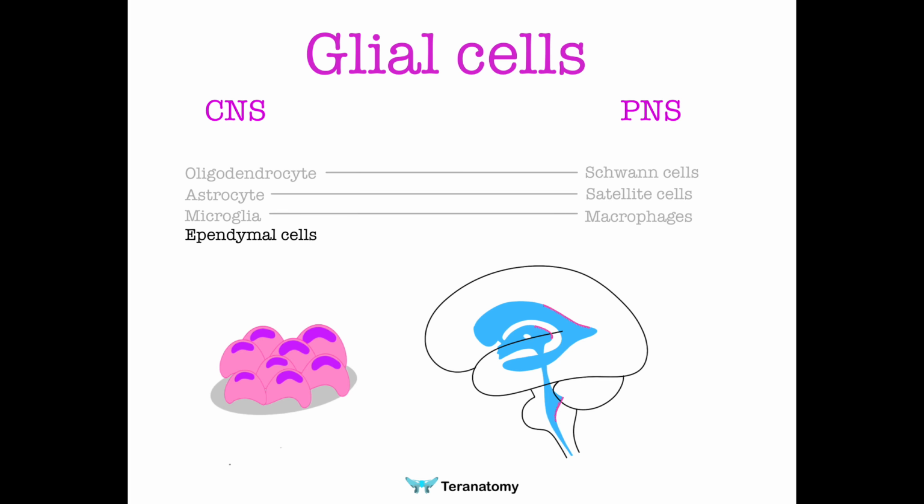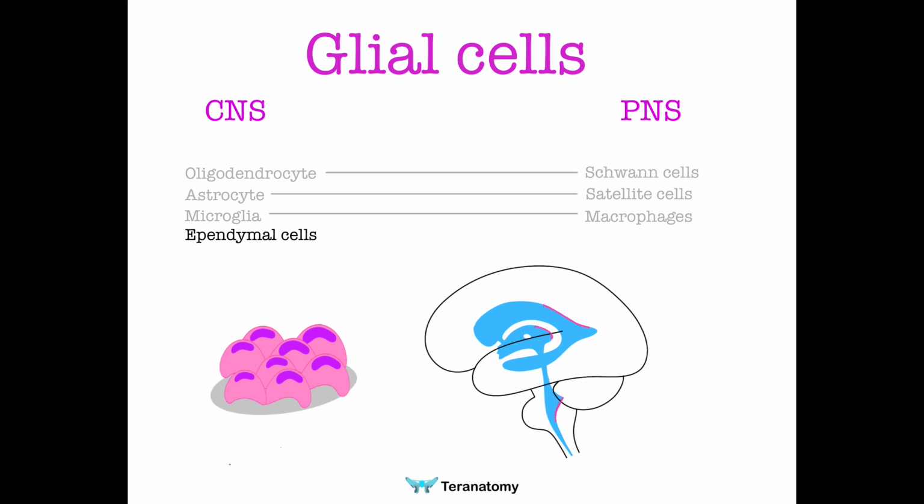These are the cells that line the internal cavities of the brain that make up the ventricular system. Along these ventricles flows the cerebrospinal fluid, or CSF, which plays several essential roles. It cushions the brain, helps maintain a stable chemical environment, and contributes to waste removal.